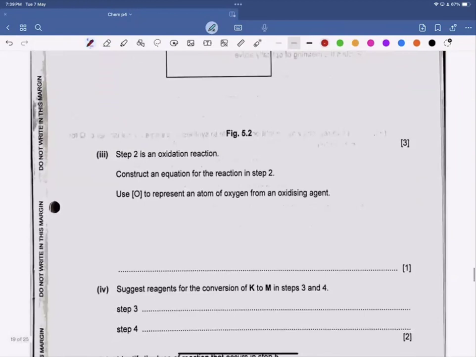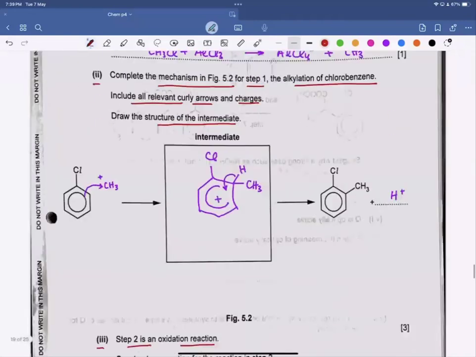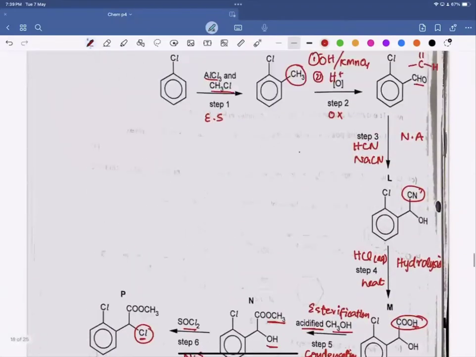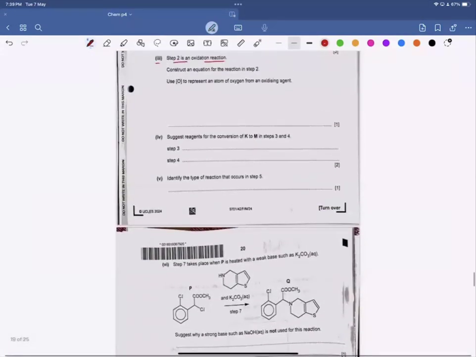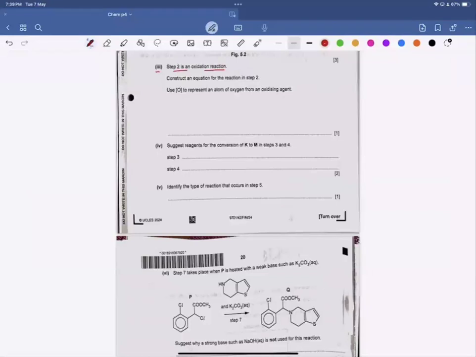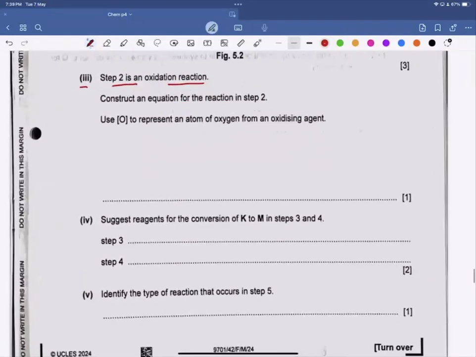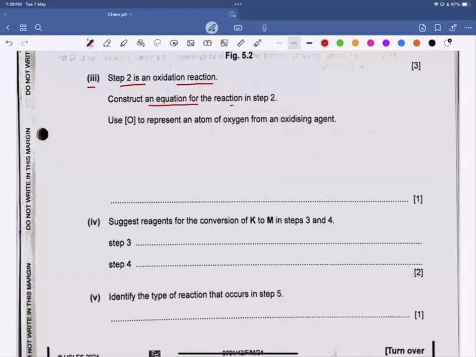Okay. Now step 3. Step 2 is an oxidation reaction. See, that's what we have identified over here, that step 2 is an oxidation, right? Construct an equation for the reaction in step 2. Use atomic oxygen to represent an atom of oxygen from an oxidizing agent. Okay, so we need to make an equation over here, right?